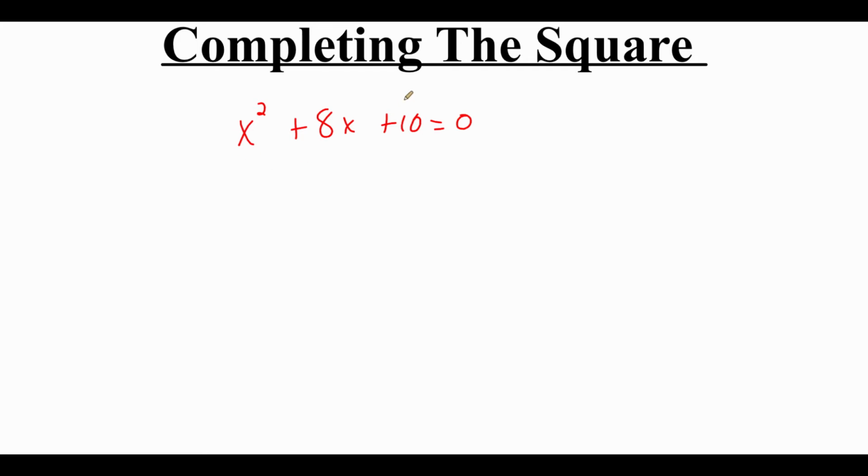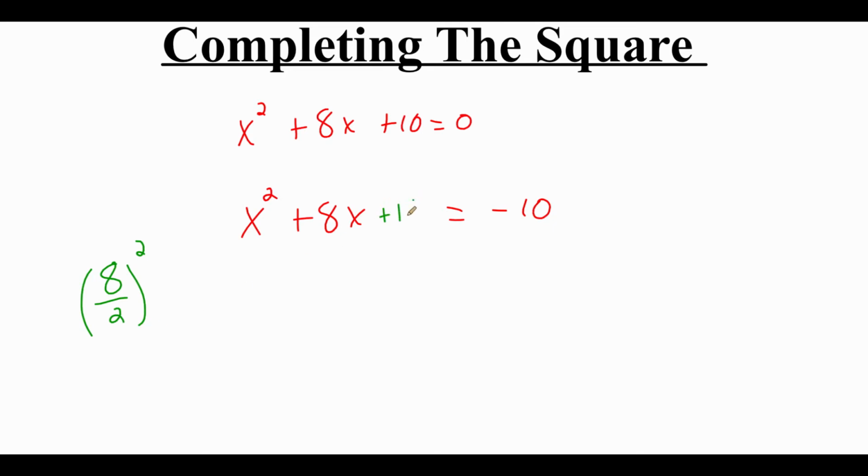I'm going to take that plus 10 and subtract it over to the right-hand side. So we get x squared plus 8x equals negative 10. And again, I left that space in there for us to be able to complete the square. So I'm going to look at my b value now, this 8. I'm going to take 8 divided by 2, but then square that. So 8 divided by 2 is 4, and 4 squared is 16.